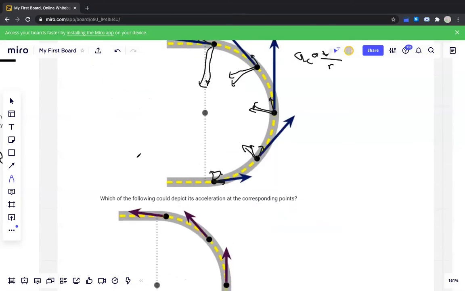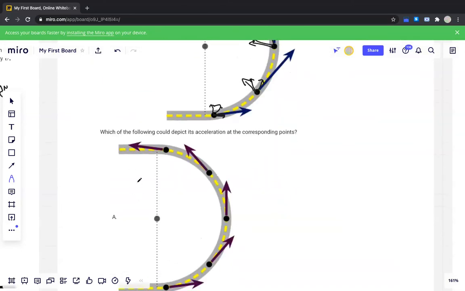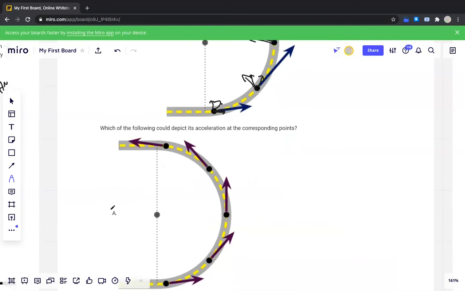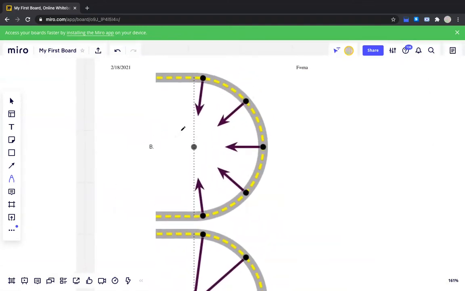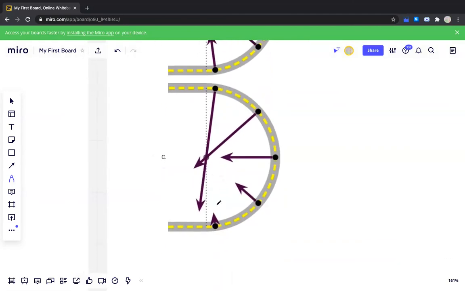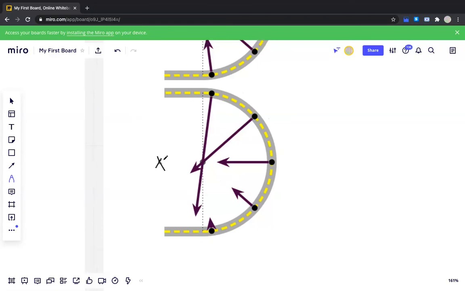So let's look at each of these graphs and see which one is the most similar. For A, they forgot to account for centripetal acceleration, so that's wrong. For B, we only accounted for centripetal acceleration, and this doesn't even account for the fact that it's increasing since it's proportional to v squared, so B is wrong. C is the correct one for centripetal acceleration, but there is no tangential acceleration, so C is wrong.